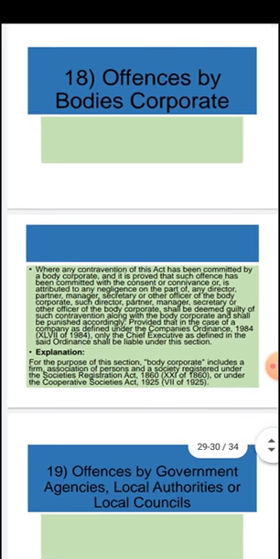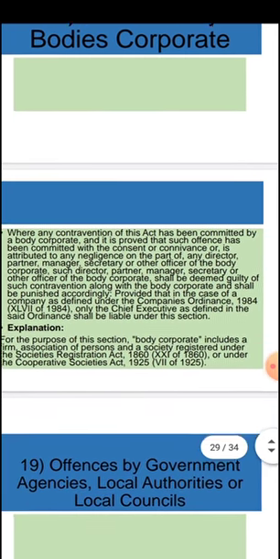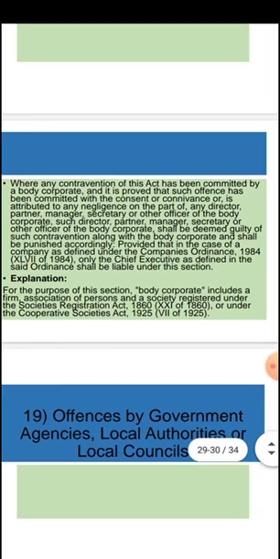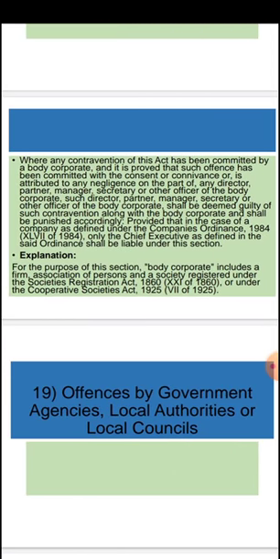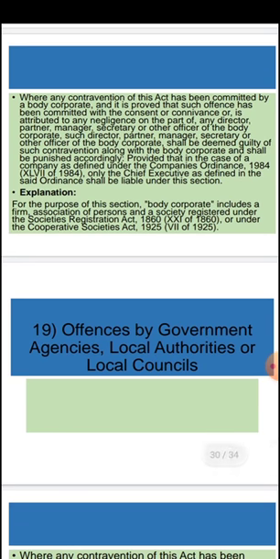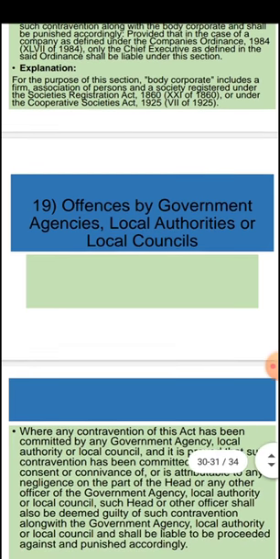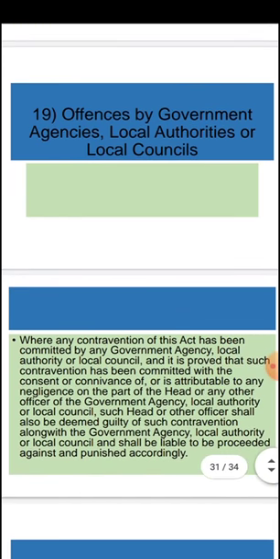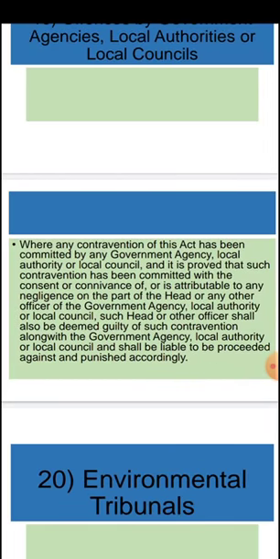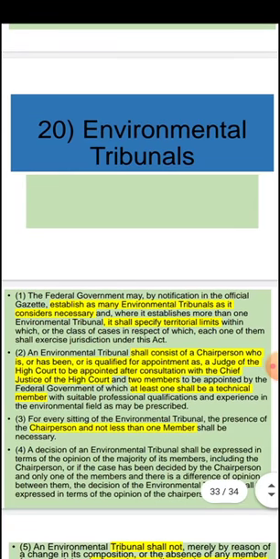And in view of the ordinance of 1984, it was about the chief executive. In the ordinance it was described. So, for the purpose of this section, body corporate includes a firm, an association of persons, a society registered under the Societies Registration Act, and the Cooperative Societies Act. So here is something about the offences of government agencies and local authorities, and again in this case the head will be responsible.